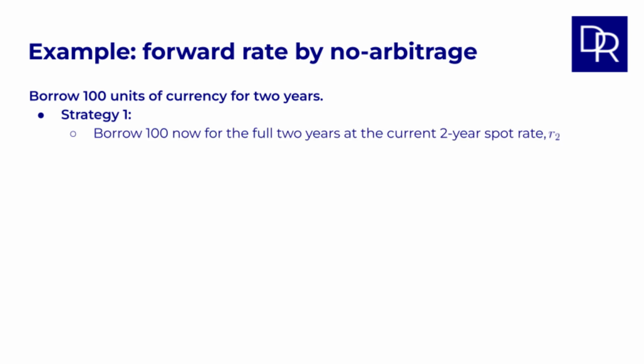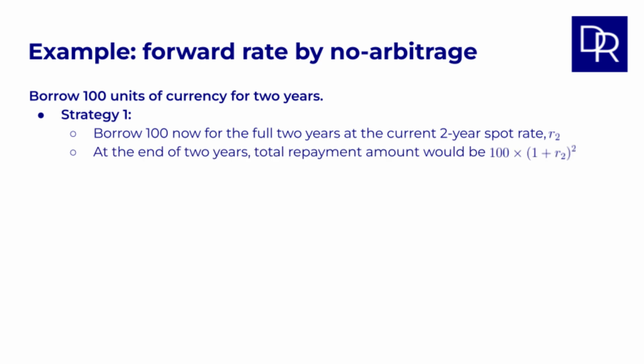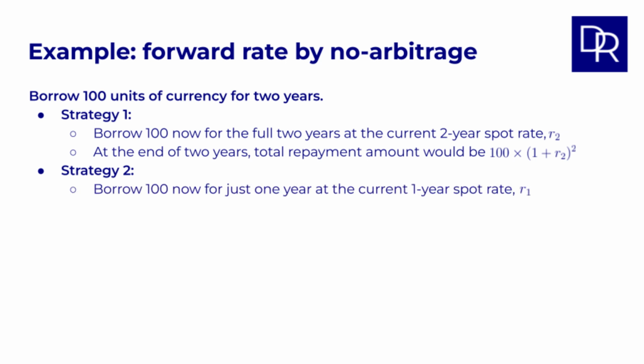Strategy 1. You could simply borrow 100 now for the full 2 years at the current 2-year spot rate expressed as an annual rate. Let's call it R2. At the end of 2 years, your total repayment amount would be 100 times (1 plus R2) to the power of 2, as the rate is compounded annually for 2 years.